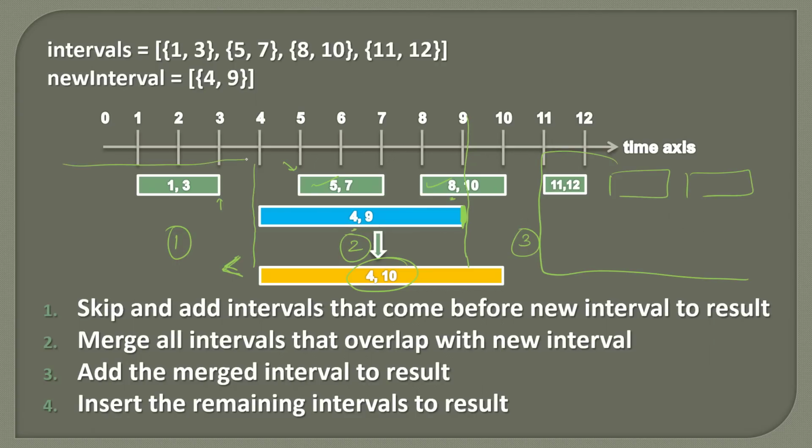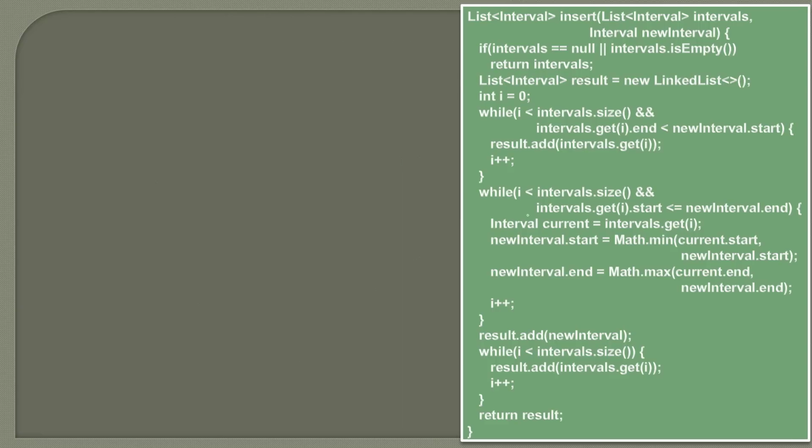So this region covers this part. This region covers the overlapping part, and this region covers all the remaining elements. So all these regions will be captured by a simple while loop in the algorithm. So let's move ahead and see the algorithm. So this is the algorithm. This while loop is for region 1, where we simply skip the elements which just come before the new interval. This while loop is covering the intervals which are getting overlapped with the new interval, and this while loop is just adding the remaining intervals.